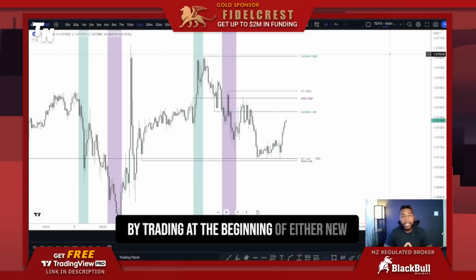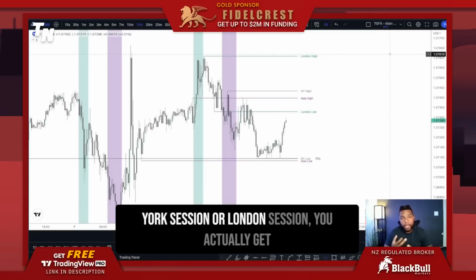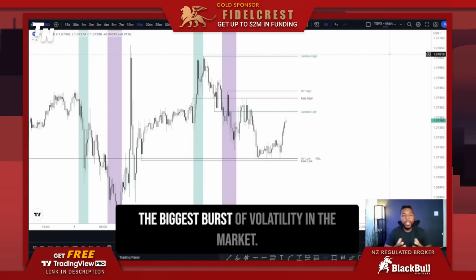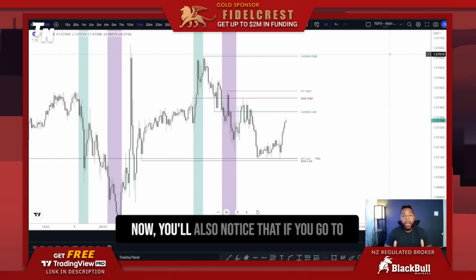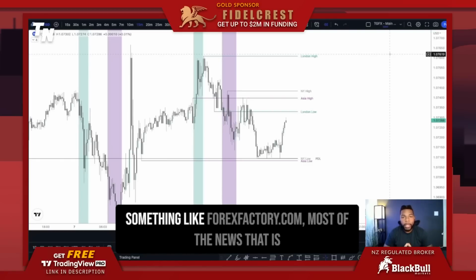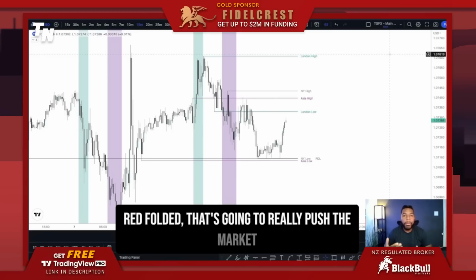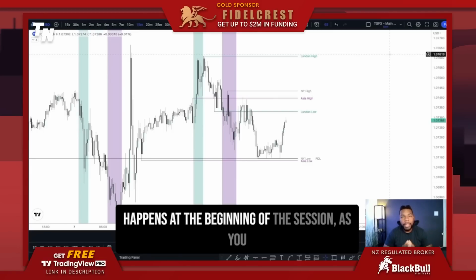By trading at the beginning of either New York session or London session, you actually get the biggest burst of volatility in the market. Now, you'll also notice that if you go to something like forexfactory.com, most of the news that is red folded, that's going to really push the market, happens at the beginning of these sessions.